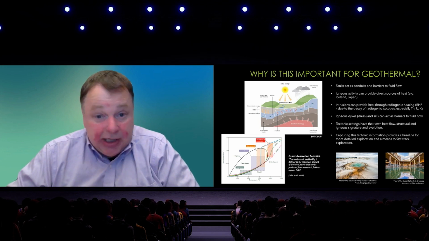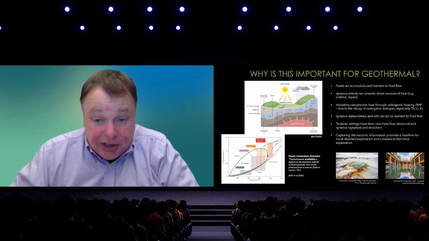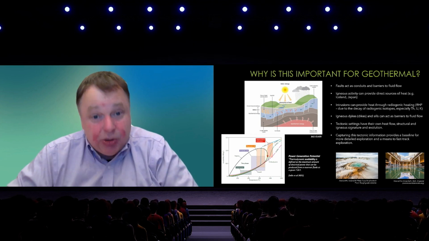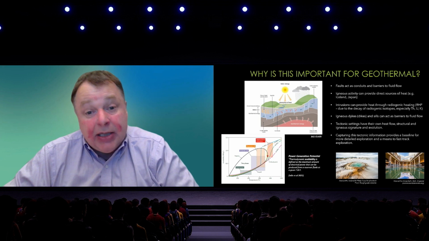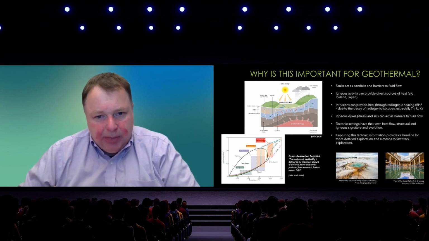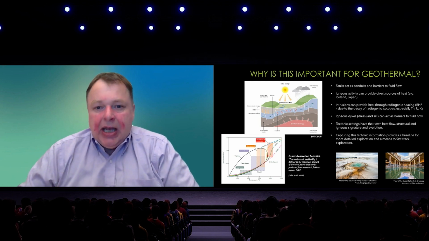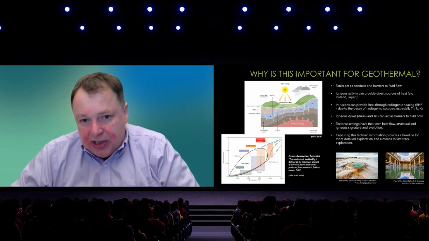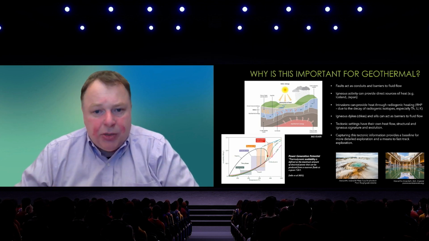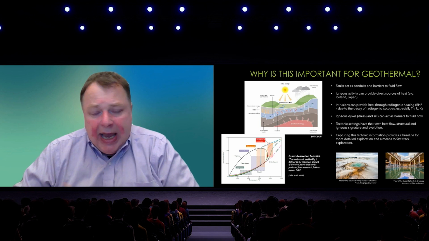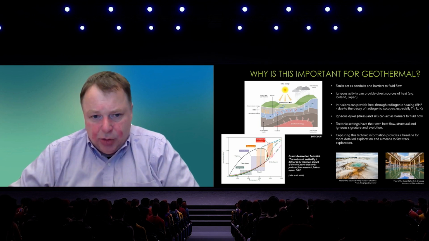Other igneous features like igneous dikes and sills, again, act as barriers to fluid flow, so we've tried to capture that information where we can. But also capturing the bigger picture, the tectonic setting, because each of the tectonic settings has its own heat flow, its own structural and igneous signature, and that can affect geothermal potential.